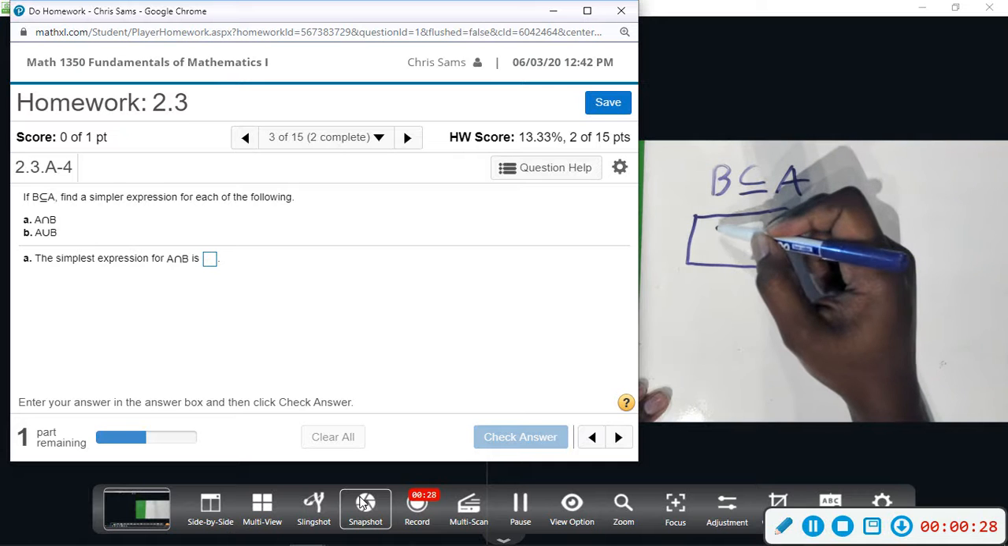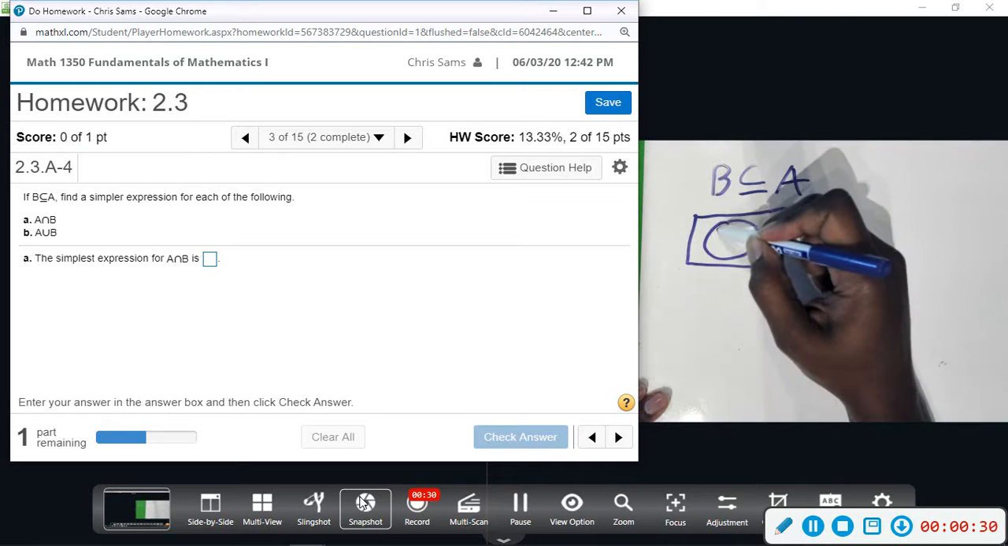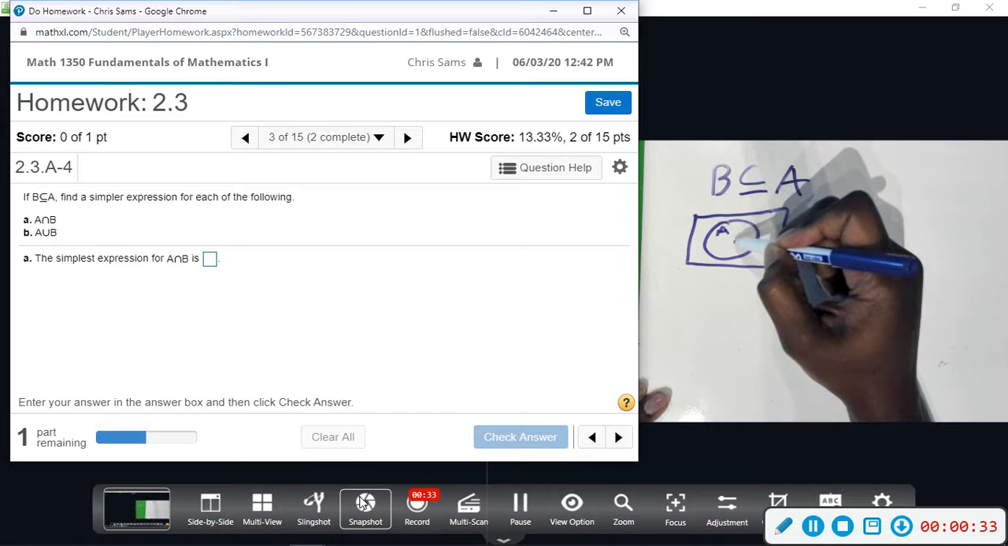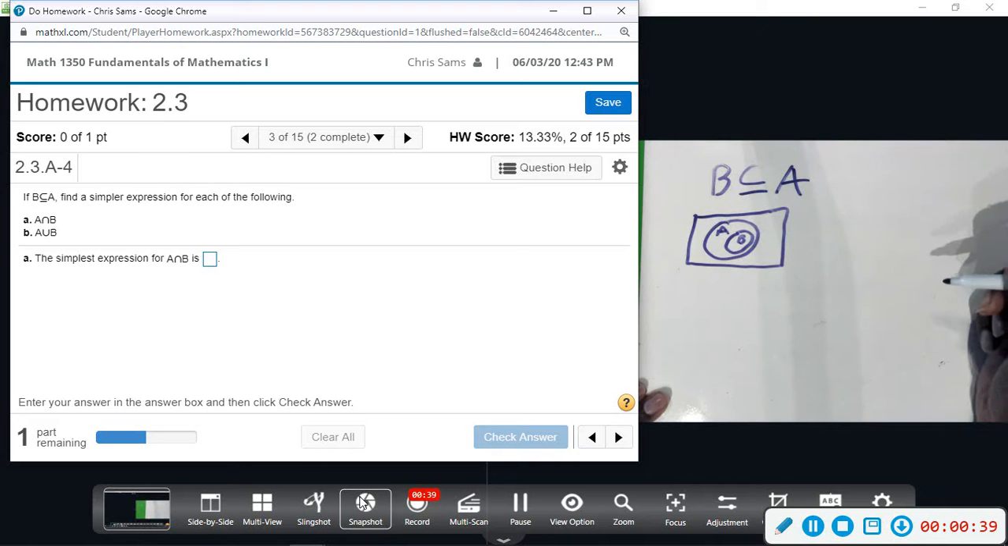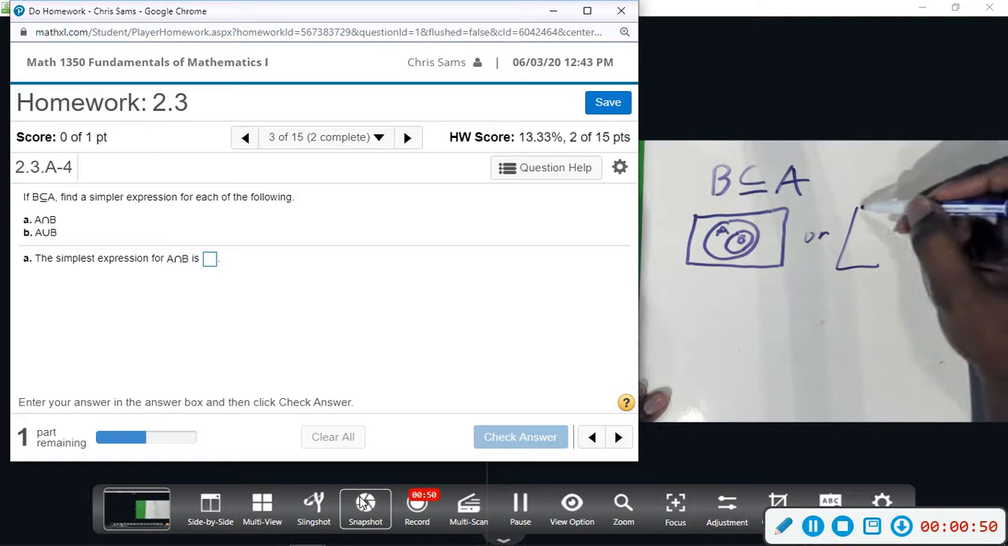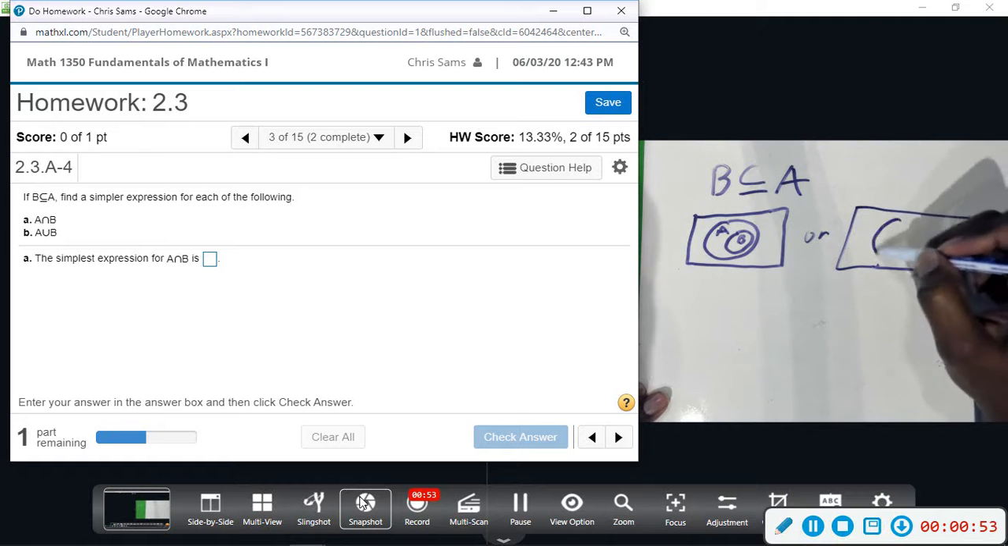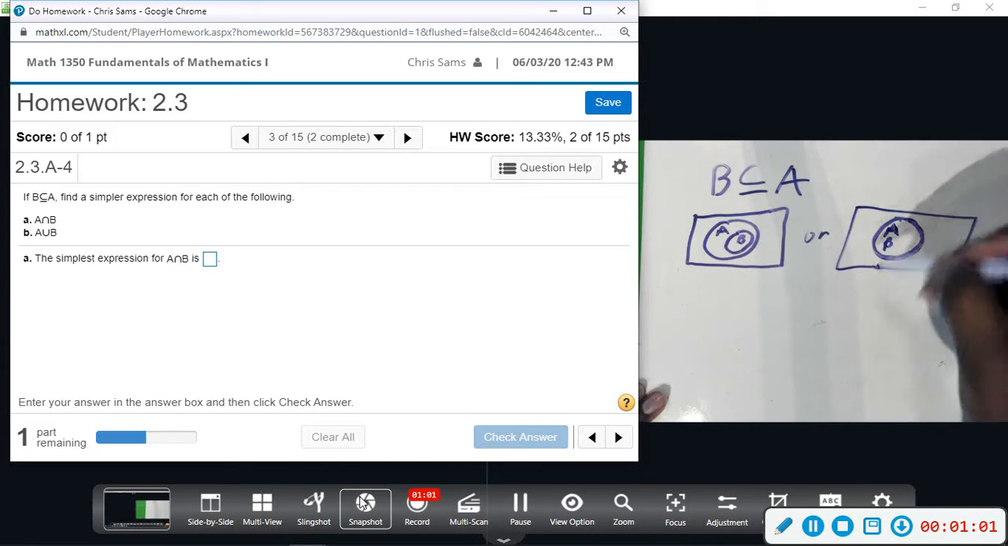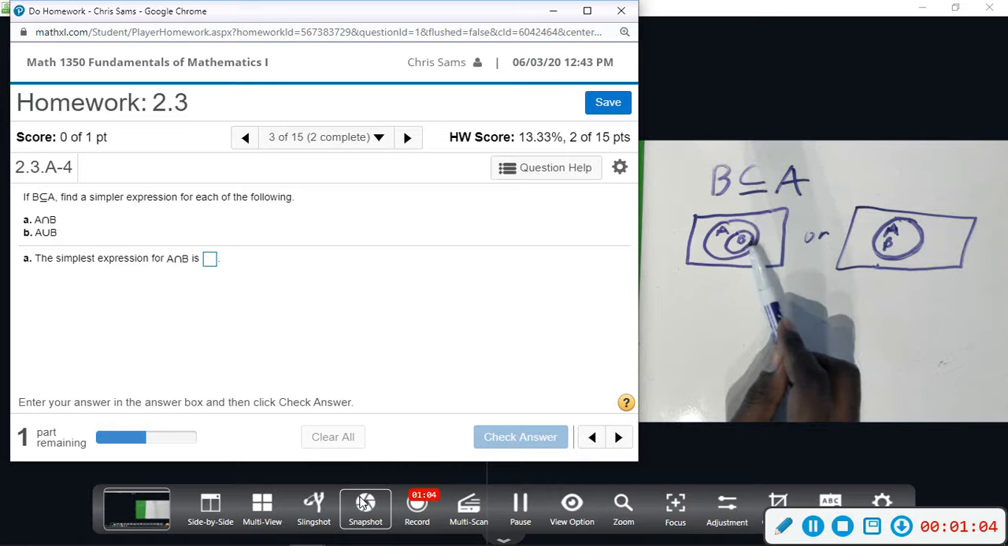A is a big circle and B could be completely contained in A. Okay, so it could be like this. Or they could be equal because of that equal to symbol. Okay, so it could be A and then B could be pretty much the same set. So this would be A and B can be like behind it. Okay, so A and B could be equal.